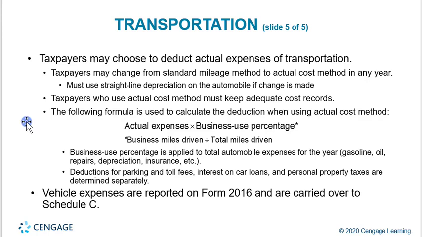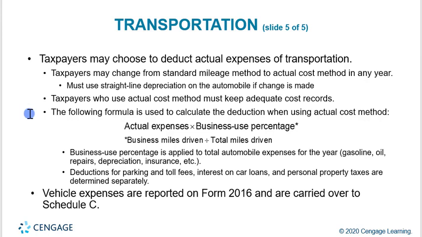Taxpayers may choose to deduct actual expenses of transportation. And so the taxpayer may change from the standard mileage method to an actual cost method in any year and must use straight line depreciation on the automobile if the change is made. And so a taxpayer who uses the actual cost method must keep adequate cost records.